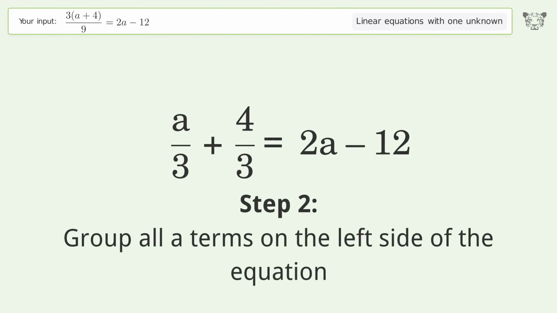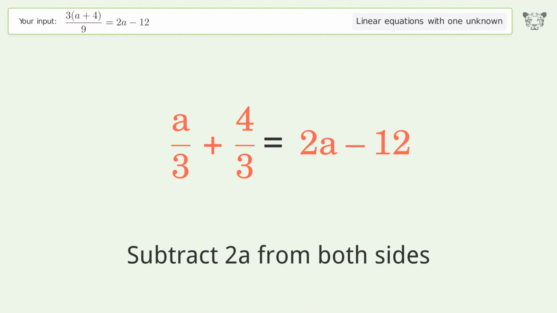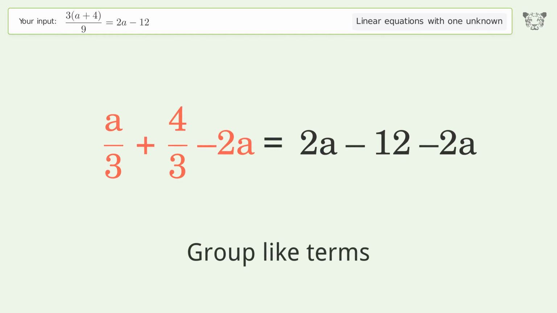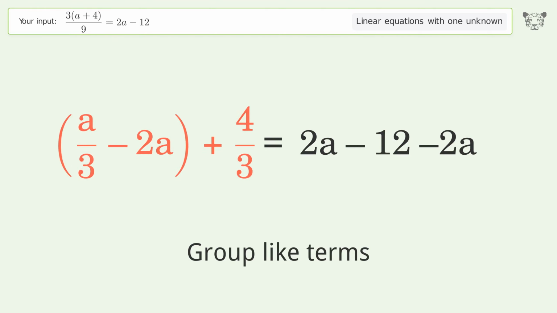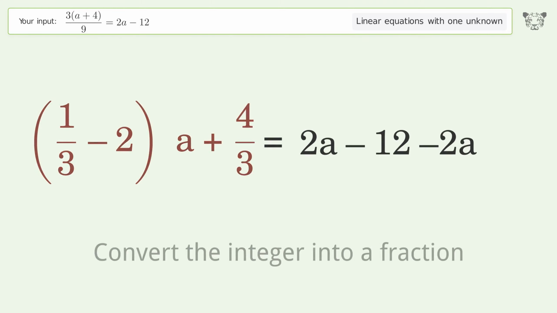Group all a terms on the left side of the equation. Subtract 2a from both sides. Group like terms. Group the coefficients. Convert the integer into a fraction.